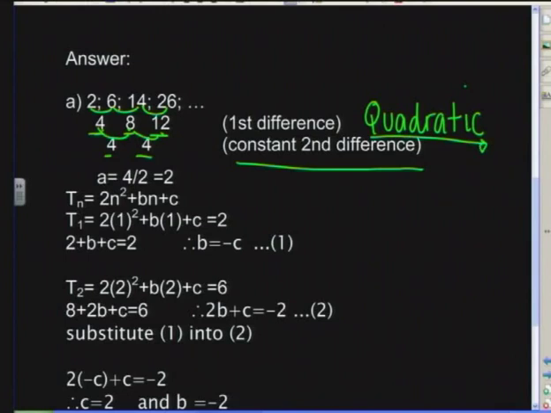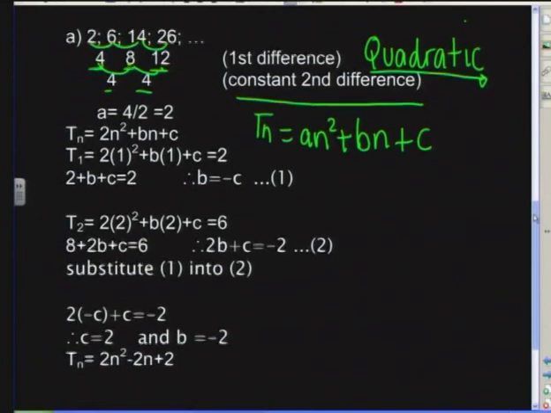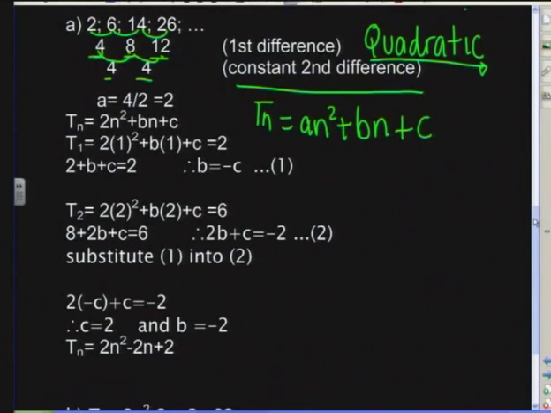Once we know what type of sequence we are dealing with, we know what the general term is going to be. We know that we're dealing with Tn is equal to an squared plus bn plus c. And remember, we are solving for the number of terms. So we first need to work out the general term. Remember, a is your constant difference divided by 2. So a is going to be 4 divided by 2, which is 2. We plug that value of 2 in place of a, so the formula becomes Tn is equal to 2n squared plus bn plus c.